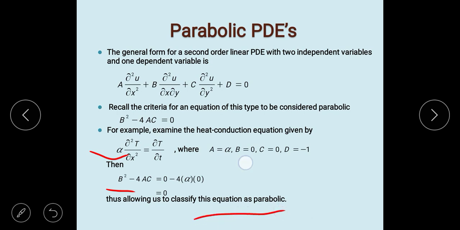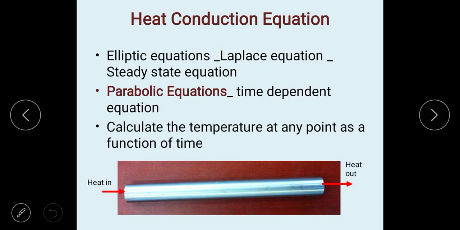If it is more than 0, that is called a hyperbolic PDE. So we are only concerned here with elliptic and parabolic. Now here we are not discussing parabolic PDE. The heat conduction equations we will discuss in the next video.